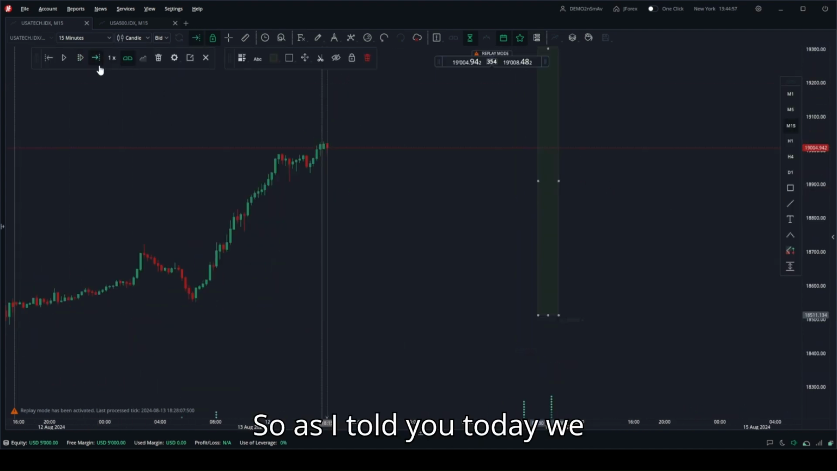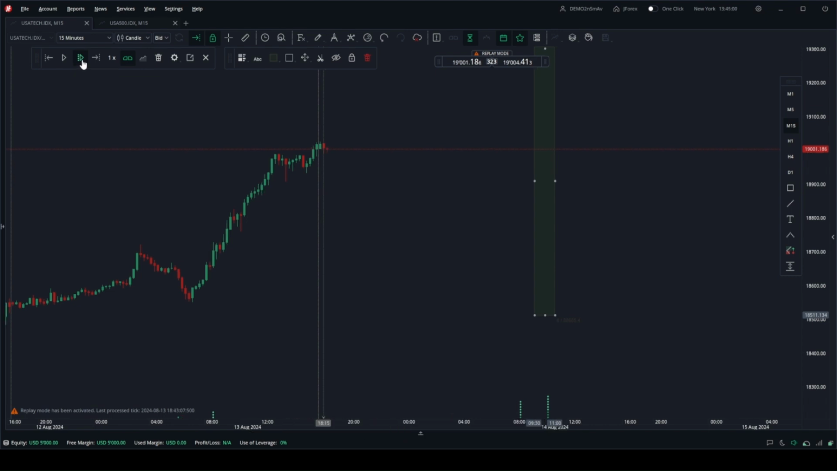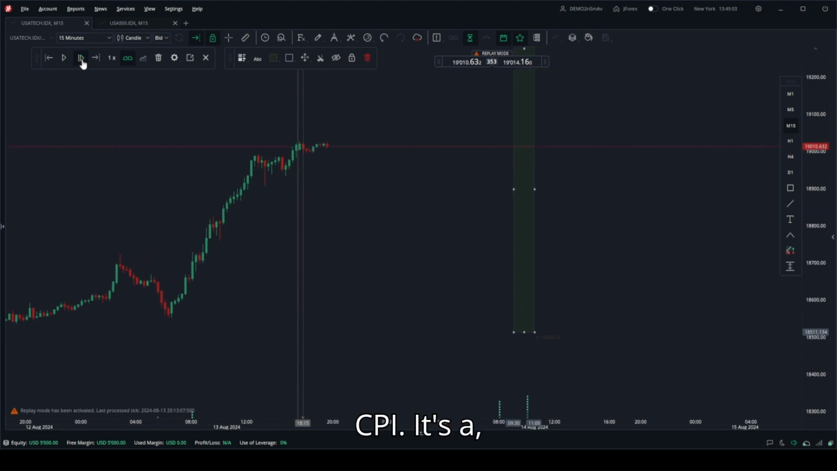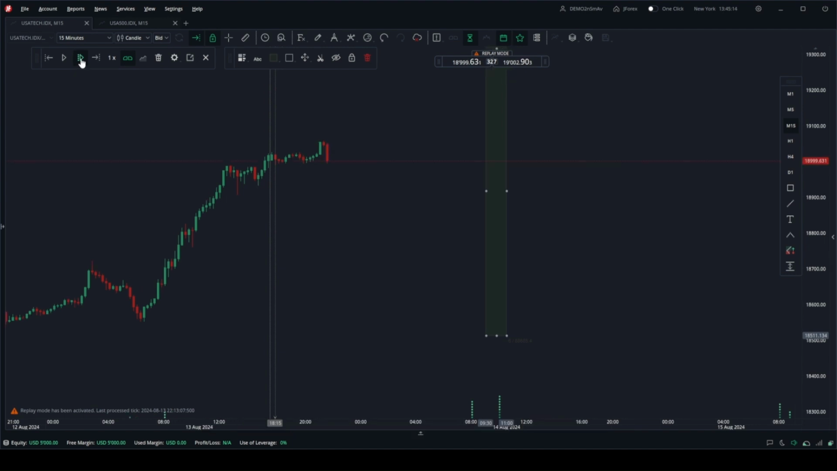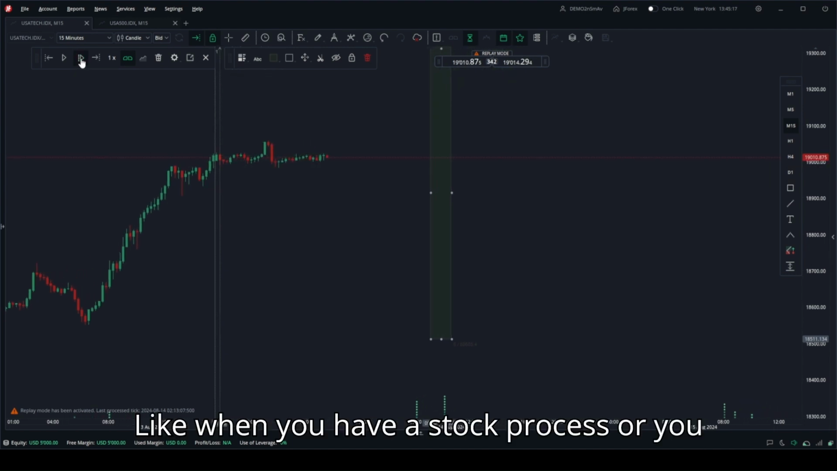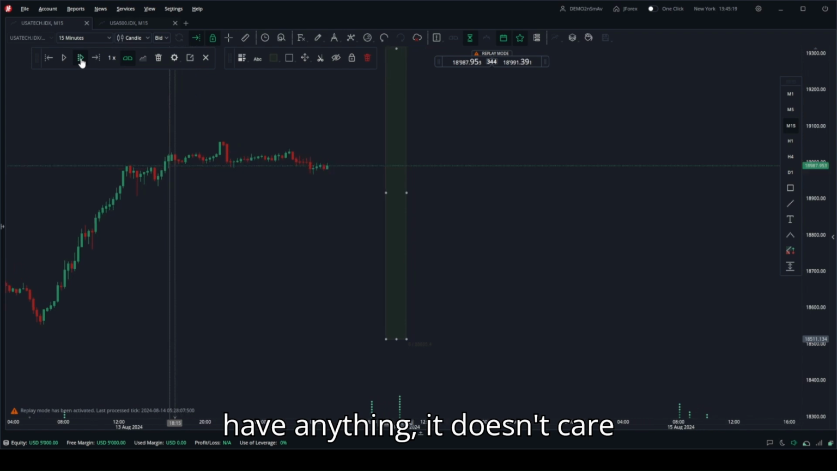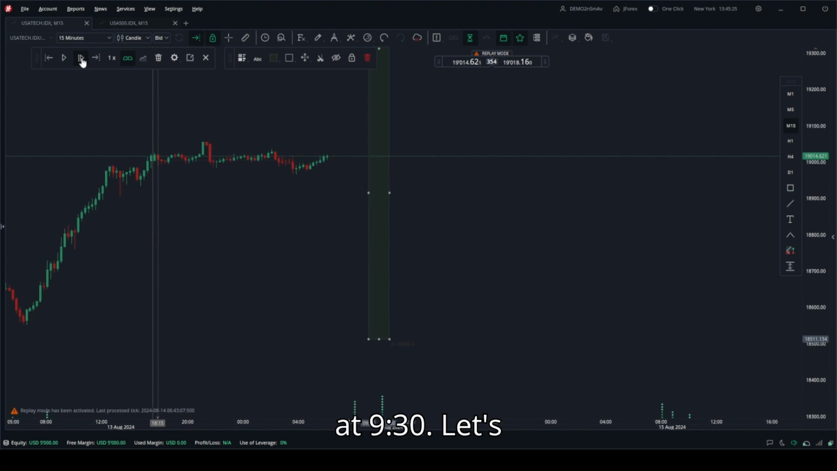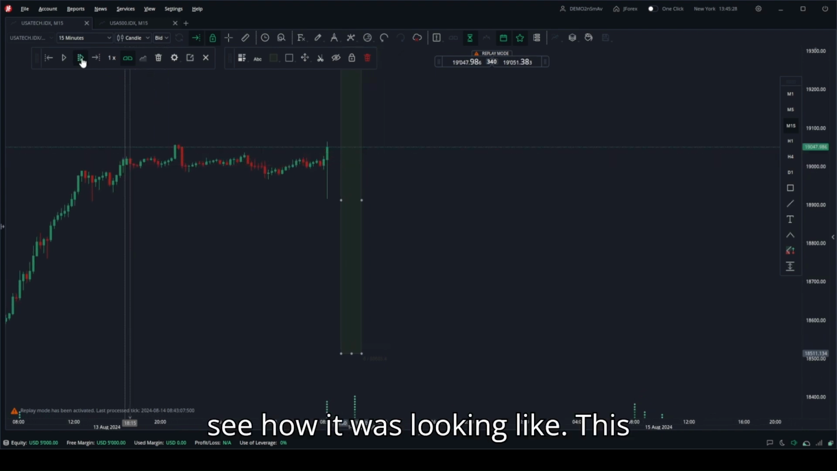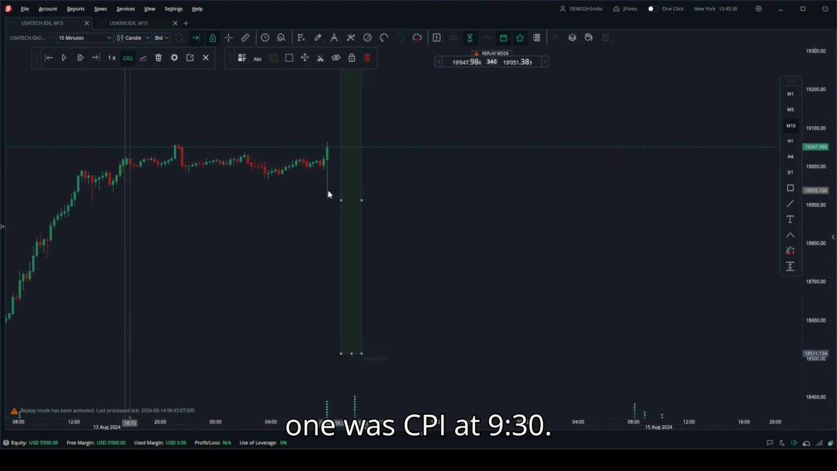So as I told you, today we had CPI. It's news that comes with volatility in the market. When you have a stop loss or anything, it doesn't care about it. It was here at 9:30. Let's see how it was looking. This one was CPI at 9:30.